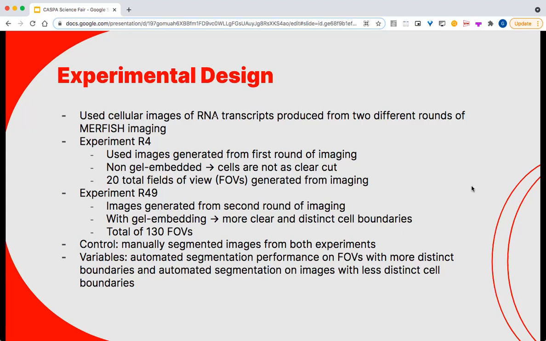And then with experiment R49, we use gel embedding. And so this makes it more clear and sort of more distinct where the cell boundaries are. So for my experiment, the control was the manually segmented images that I did for both experiments. And then the variable was just how well automated segmentation performed on fields of views, both with more distinct boundaries and with less distinct cell boundaries.